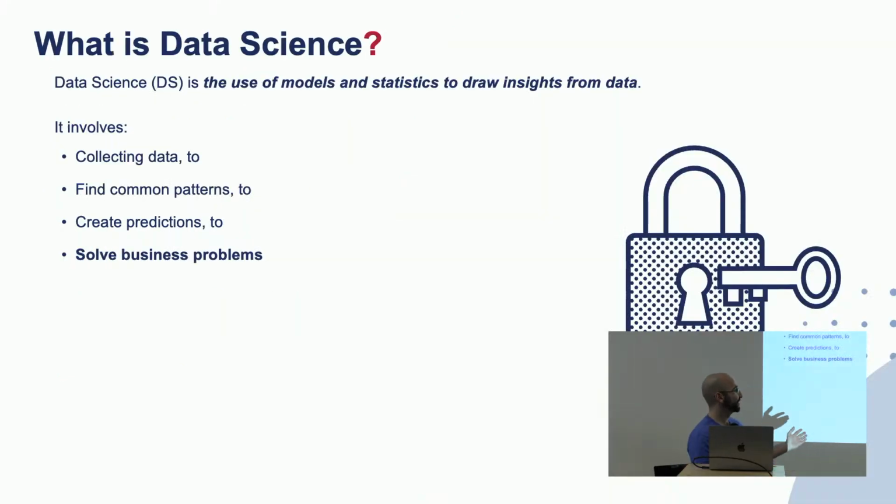What is data science? This is a super broad general definition because there isn't a very good definition of data science. Ultimately, if you are a data scientist, you do data science, and that can mean lots of things to many different people. Our definition is it's the use of models and statistics to draw insights from data, which involves collecting data, finding common patterns in that data, creating predictions of those patterns, and solving business problems. That's the main thing that we bring to this as consultant data scientists.